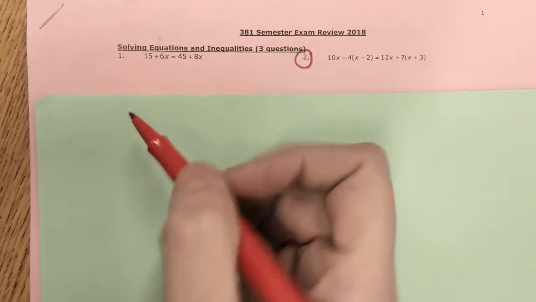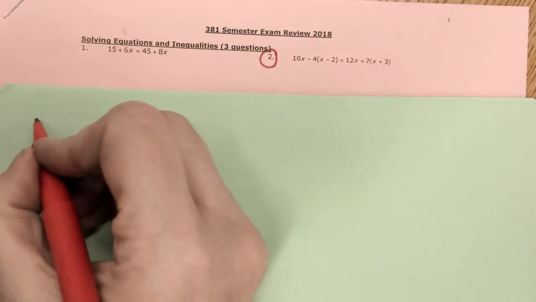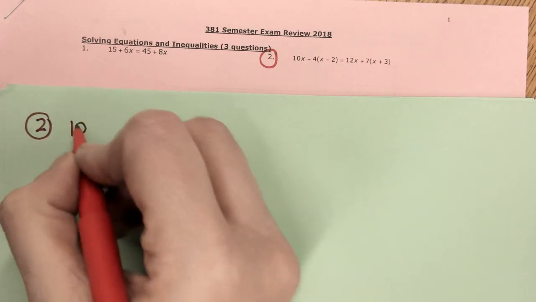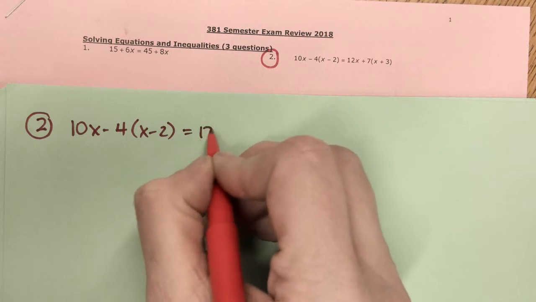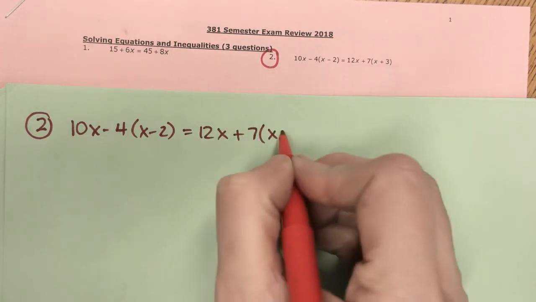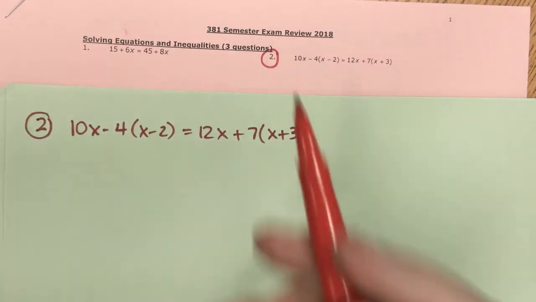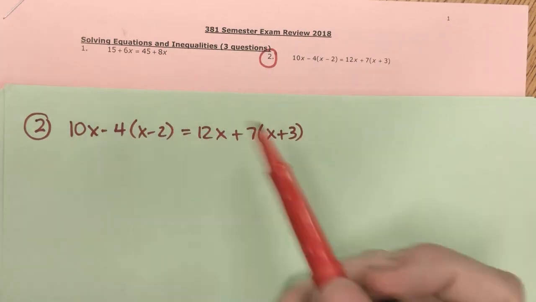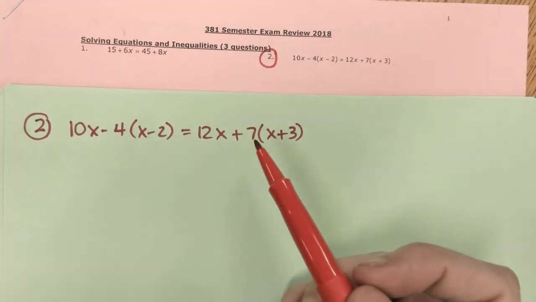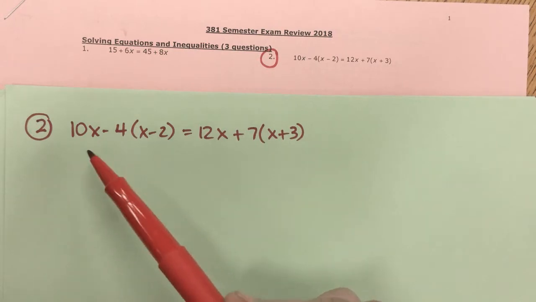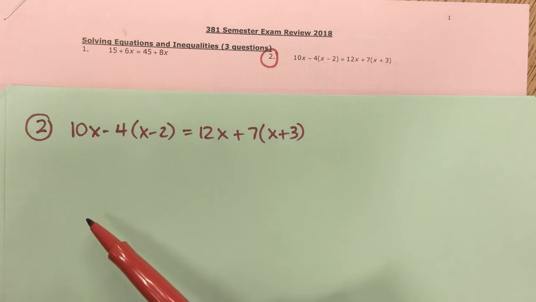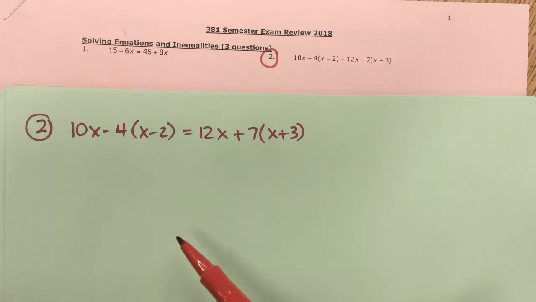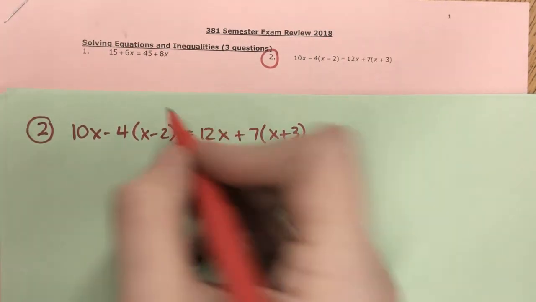So let's take a look at question 2 first. Question 2 says 10x minus 4 times x minus 2 equals 12x plus 7 times x plus 3. All right, so remember our steps that we follow when we solve equations. First we distribute if we can, then we look for fractions, we combine, we get all our x's on one side, all our numbers on the other, and then we solve for x. So we're going to start with distribution.